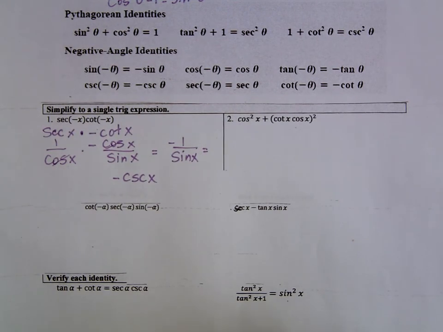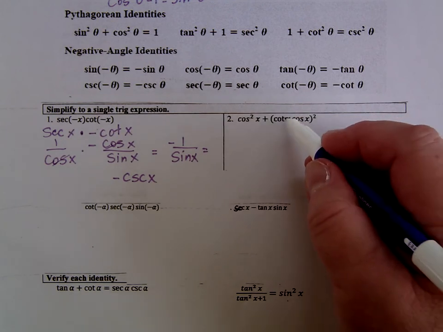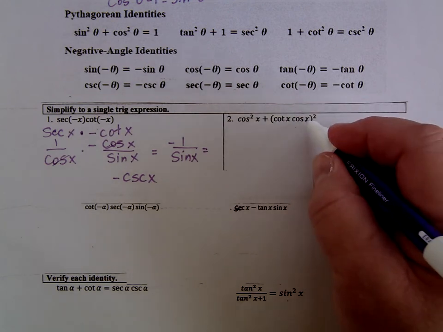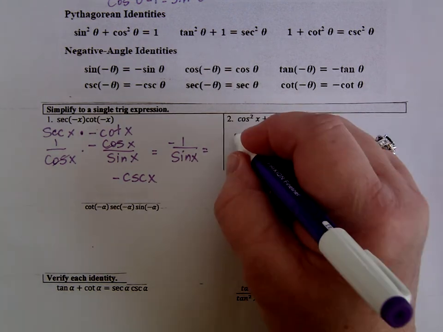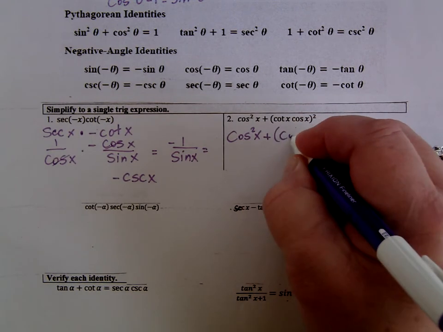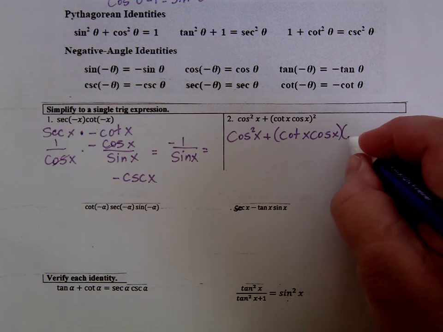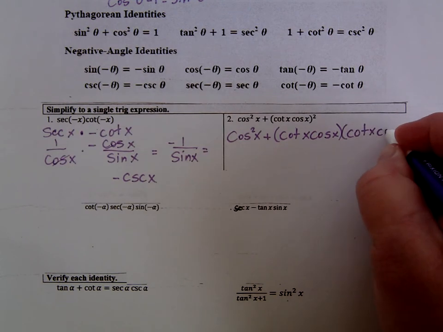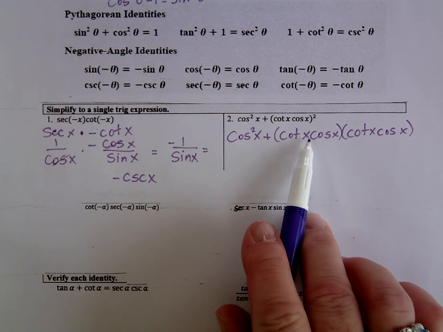Alright, second one, number 2. I have a cosine squared x, and then I have this cotangent of x, cosine of x. I have 2 of them. I have 2 groups of them. And so because of that, I'm going to have a cosine squared x, this first one, plus I'll have 2 groups of the cotangent of x cosine of x and the cotangent of x cosine of x. Now you notice there's not a plus sign in the middle here. That's going to make things a little bit different.